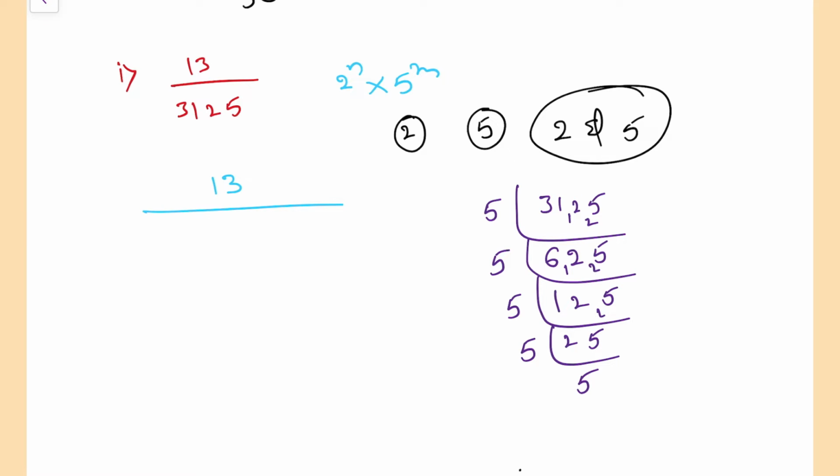So completely how many times did we get 5? 1, 2, 3, 4, 5. So 3125 is nothing but 5 power 5. Now if we observe, in the denominator only the number 5 is there. So 13 by 3125 has a terminating decimal. Here we need not worry about the power; we only need to check the base, whether the base is 2 or 5 or both 2 and 5.